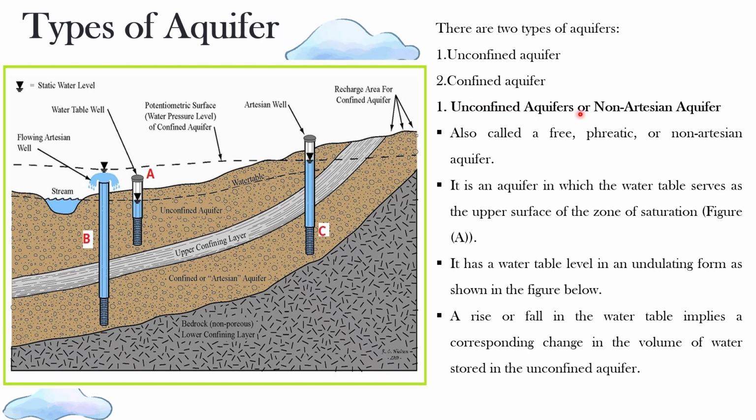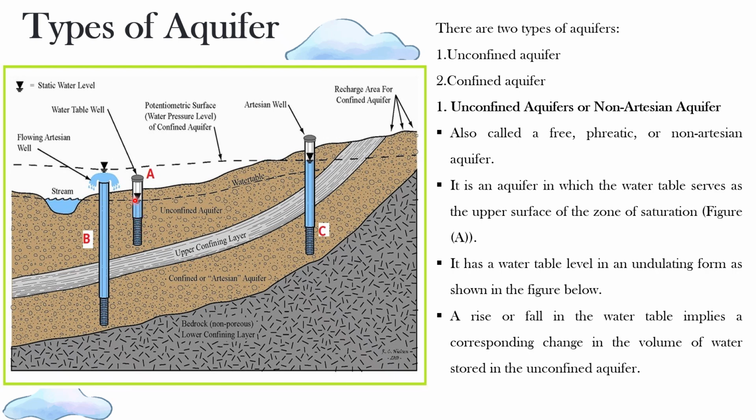Let's start with the unconfined aquifer. It is also called a free or phreatic aquifer, which is the simplest one. We also call it a non-artesian aquifer. Here, the water table forms the upper surface of the saturated zone. So whenever the water table rises or falls, the amount of water stored in the aquifer also changes.